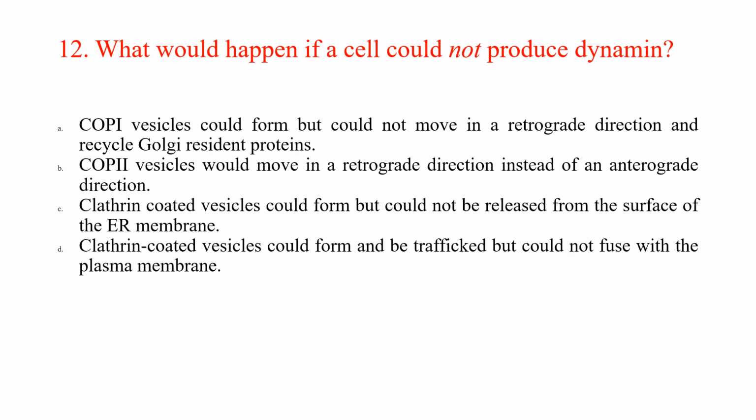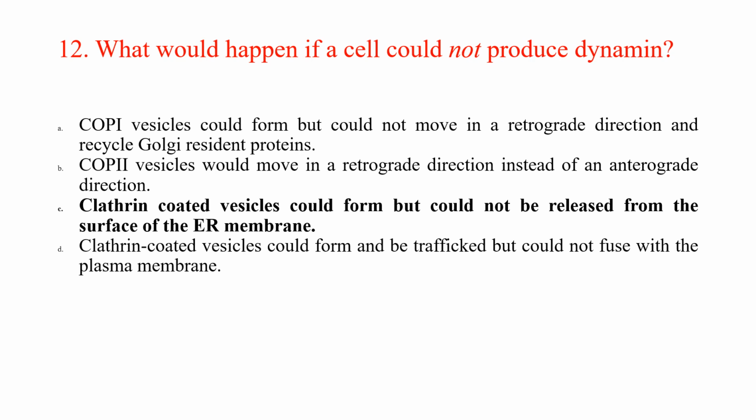12. What would happen if a cell could not produce dynamin? A. COP1 vesicles, or coat protein 1 vesicles, could form but could not move in the retrograde direction and recycle Golgi resident proteins. B. COP2 vesicles would move in the retrograde direction instead of the anterograde direction. C. Clathrin-coated vesicles could form but could not be released from the surface of the ER membrane. Or D. Clathrin-coated vesicles could form and be trafficked but could not fuse with the plasma membrane. The answer is C. Clathrin-coated vesicles could form but could not be released from the surface of the ER membrane.